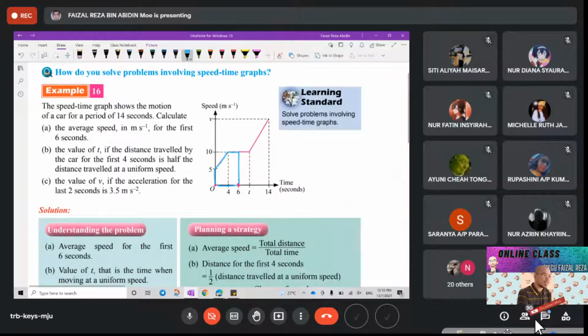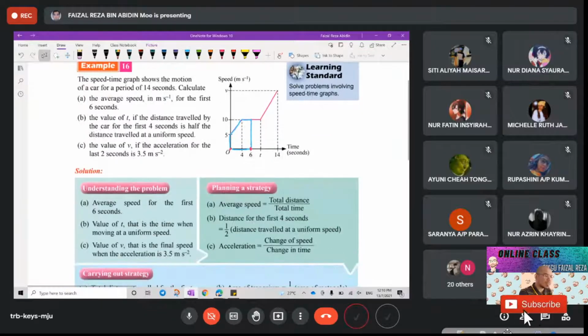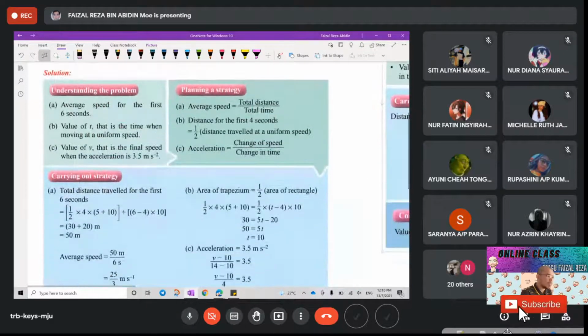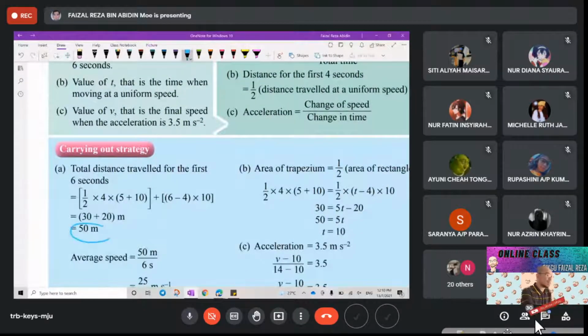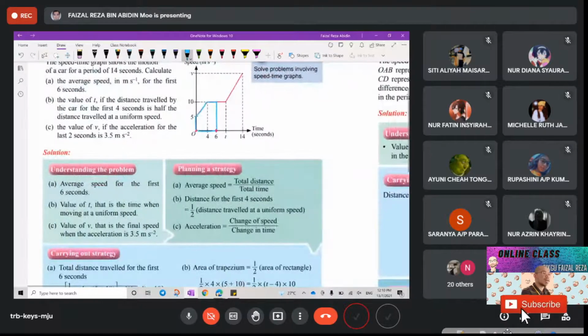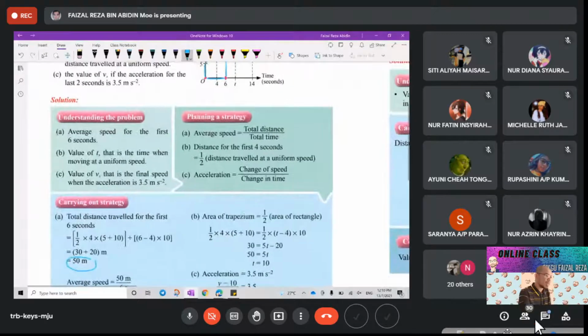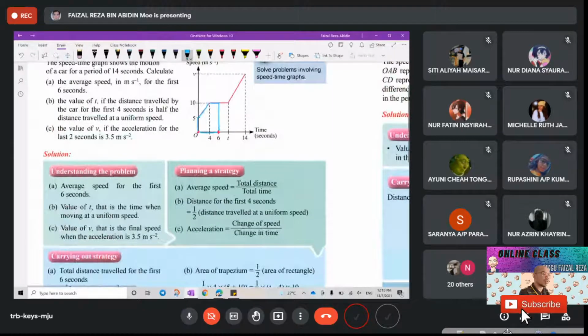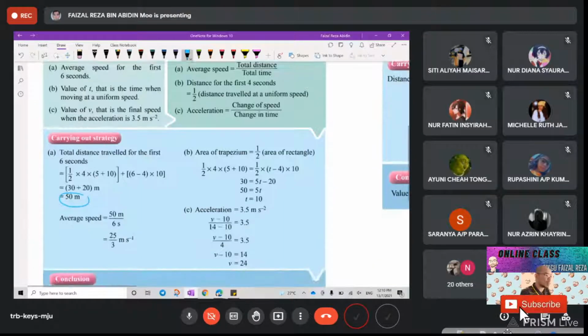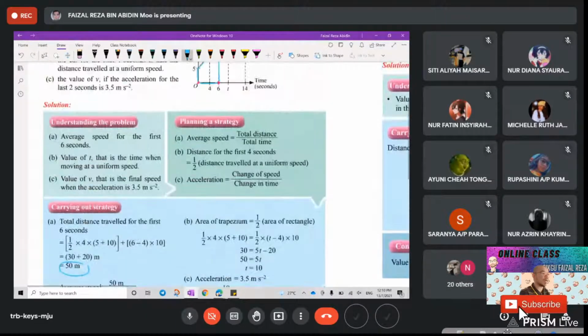So for A over here, the total distance is given as 50 meter. How do you get 50 meter? It is the area of a trapezium and also a rectangle over there. So the average speed is total distance 50 meter divided by total time 6. The answer is going to be 25/3 meter per second. That's going to be our A.